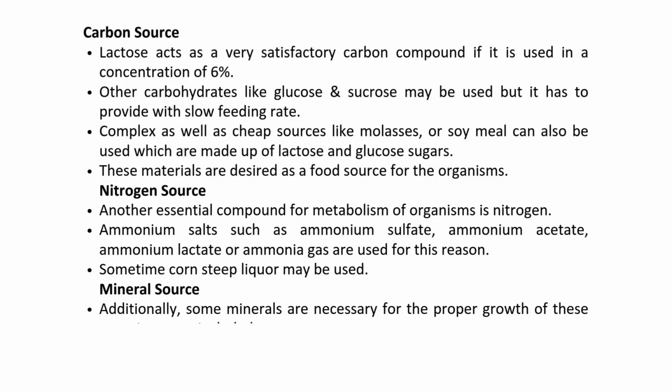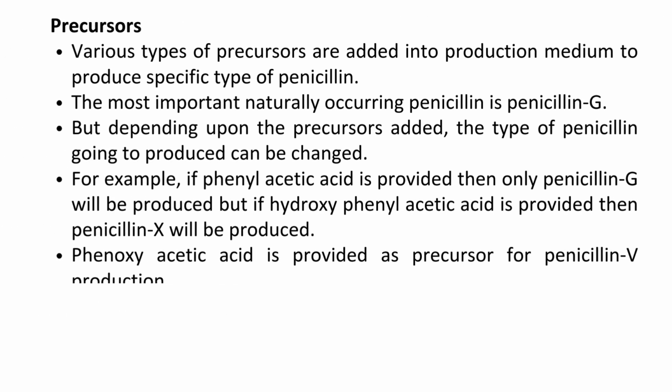Coming up, we learn about precursors. Various precursors are added to the production medium to produce specific types of penicillin. The most important naturally occurring penicillin is Penicillin-G. Depending on the precursor added, the type of penicillin produced can be changed.